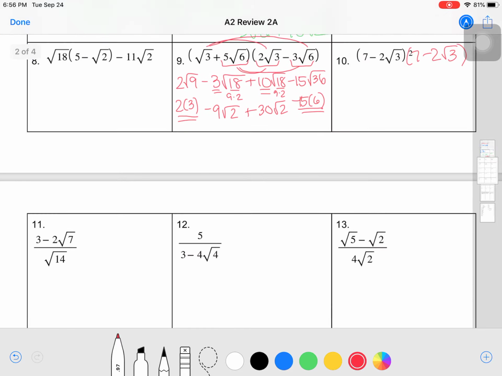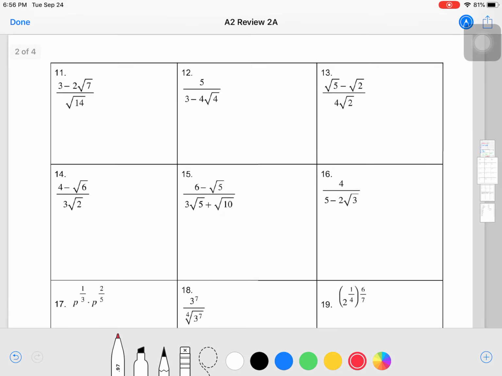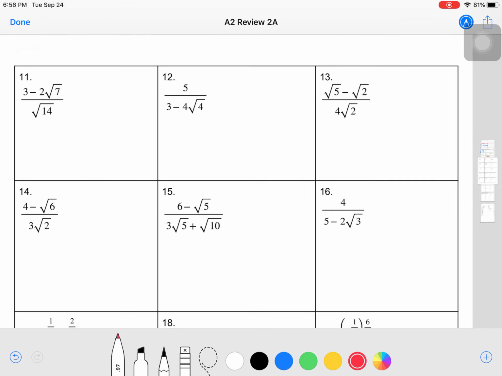Going on to the next section, 11 through 16 are all your division problems, and I kind of jumbled them up to make sure that you're paying attention and you know what's going on. For these, when you have a monomial in the denominator, meaning one term, so like number 11, number 13, number 14, you are trying to cancel out whatever's in your denominator. You can look to try to simplify first. I'll tell you none of these simplify right off the bat.